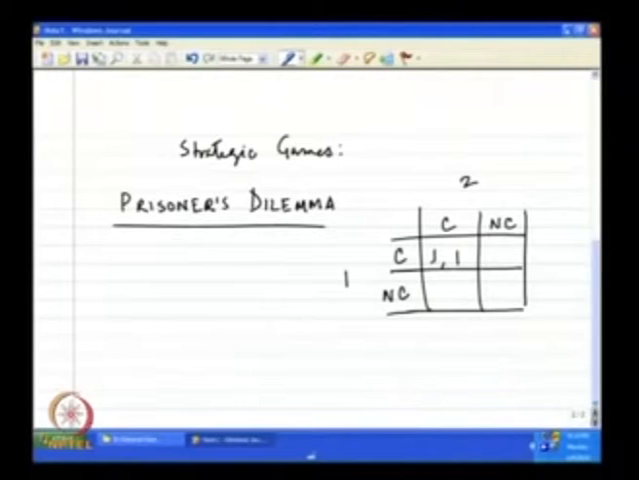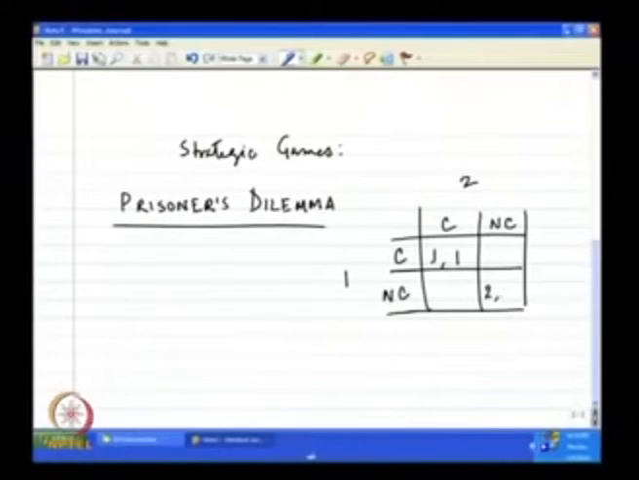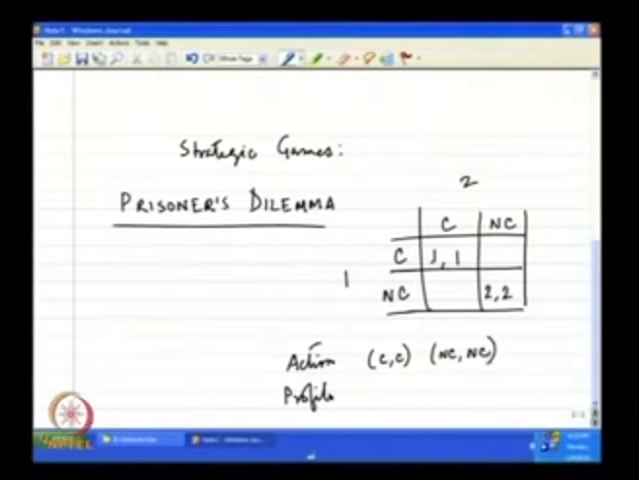So, they will go to jail anyway for some petty crimes. But in that case the jail sentence is shorter. They go to jail not for 3 years but for 1 year. Since 1 year is better than 3 years, I represent this payoff by 2. 2 is greater than 1, 2 is preferable to 1, which means that going to jail for 1 year is better than going to jail for 3 years. So these are the cases of CC. This is called an action profile. CC is an action profile, NC is another action profile. For both of them NC is better than CC because 2 is greater than 1.